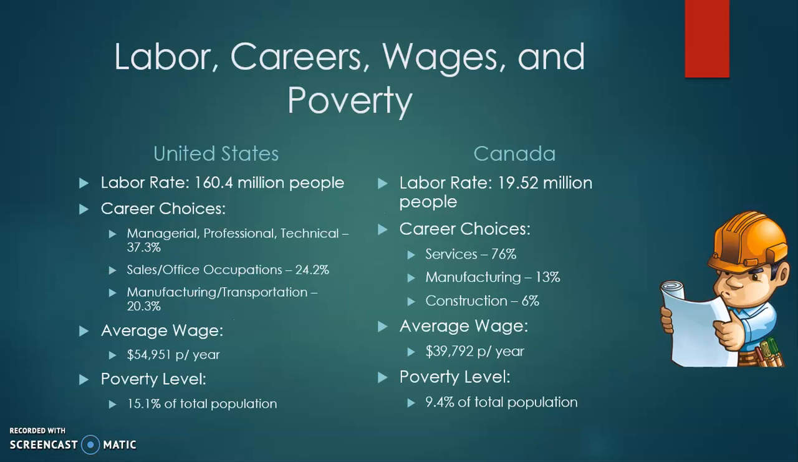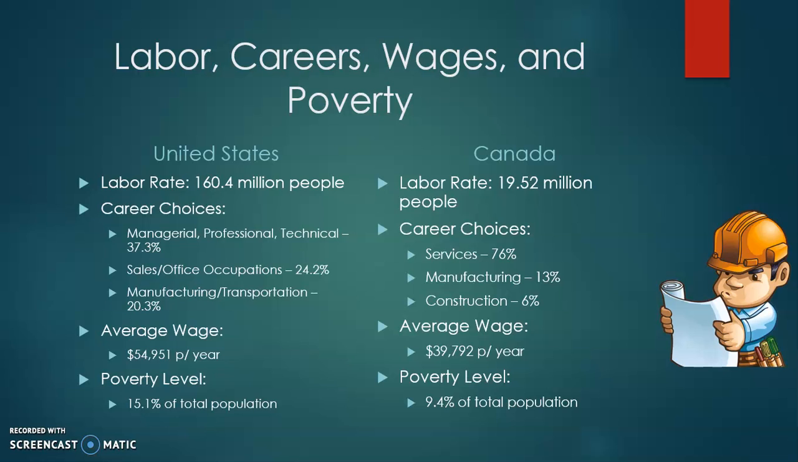Moving on to labor, careers, wages, and poverty. The United States, again, has a current labor force of approximately 160.4 million people. Most of those career choices can be broken down into three categories. Managerial, professional, and technical lead the pack at 37.3%, followed by sales and office occupations at 24.2%, and manufacturing and transportation at 20.3%. The average wage is $54,951 per year, and their current poverty level is 15.1% of the total population.